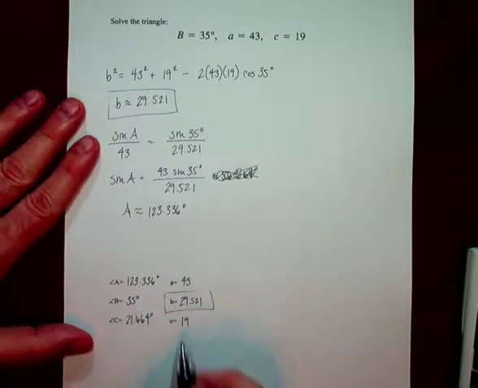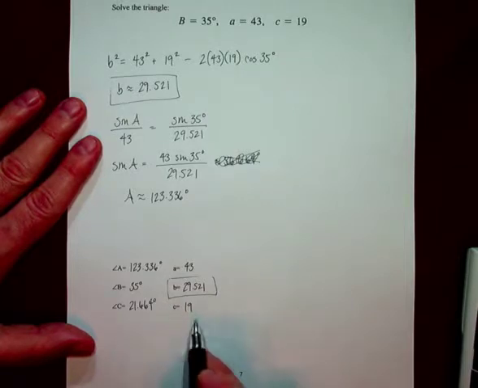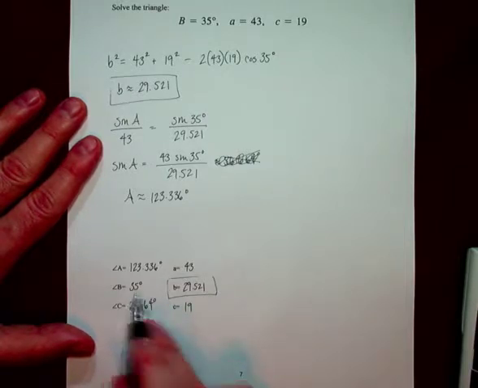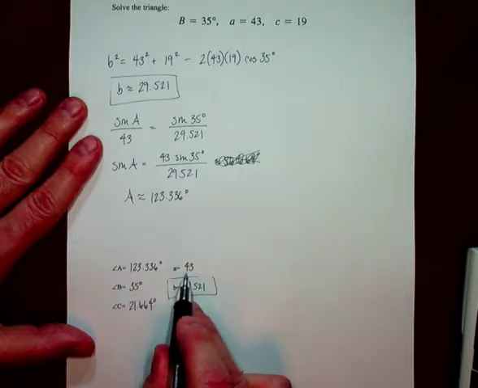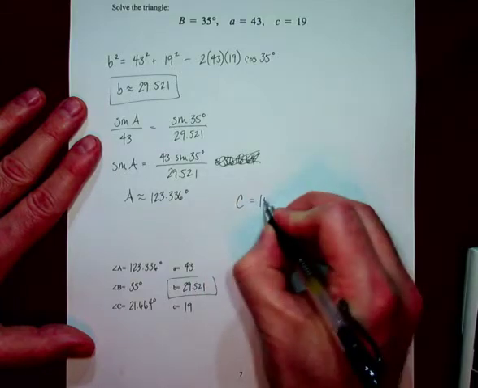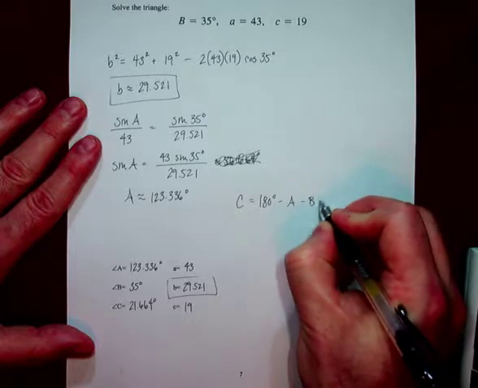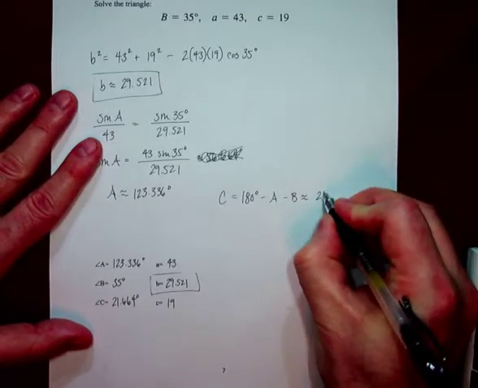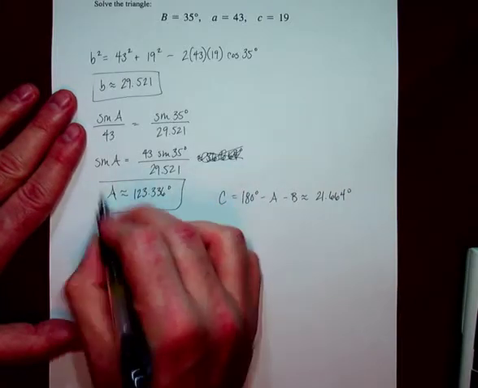And that actually does make sense, right? Smallest angle, smallest side. Middle angle, middle side. Largest angle, largest side. And all we did in order to find C was say 180 degrees minus A minus B, and we wound up with 21.664 degrees.